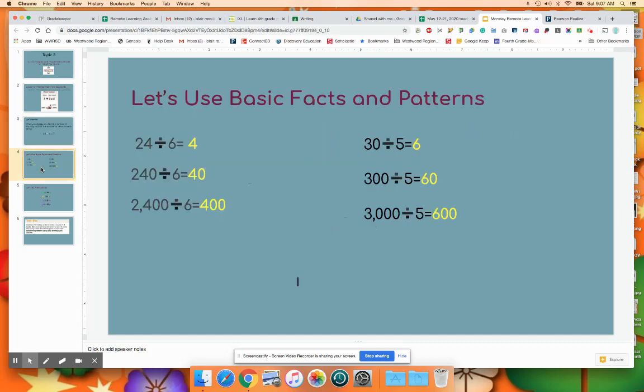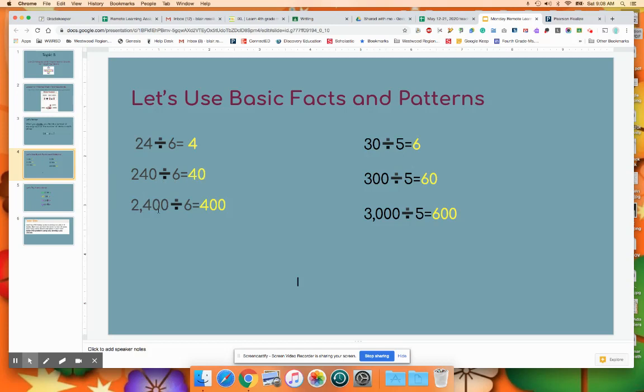So let's use our facts for today. This is helping us, like we did with multiplication, with patterns of multiples of 10, 100, and 1,000. If my fact is 24 divided by 6, I know 24 divided by 6 is 4, or think 6 times what gives you 24, right? Always think in terms of the multiplication if you get stuck. So 24 divided by 6 is 4, and then I have a 0, okay?